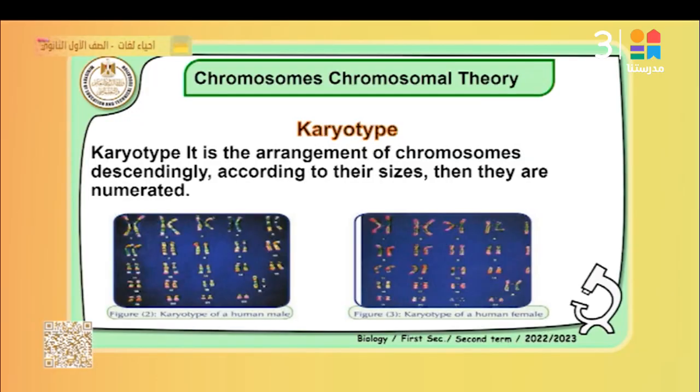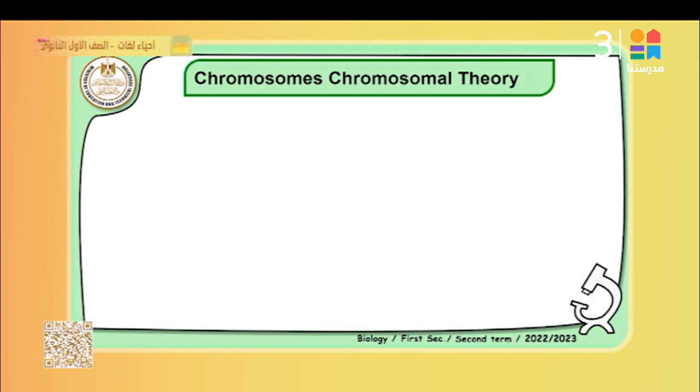Karyotype is the arrangement of chromosomes descendingly according to their size. Then they are numbered from the largest to the smallest. That means the largest chromosomes represent pair number 1, and the smallest chromosomes represent pair number 23, okay? That's right.